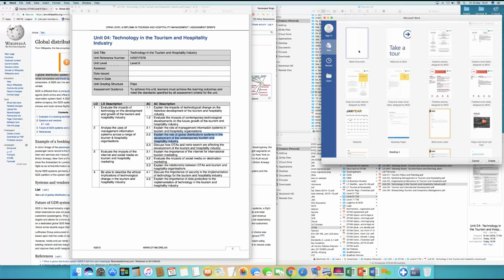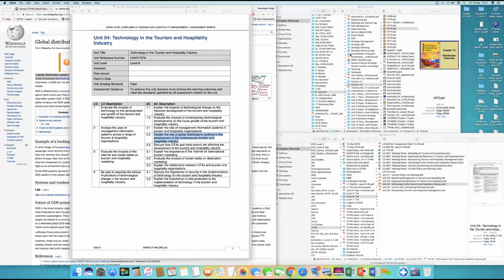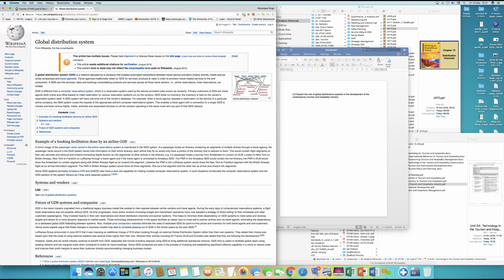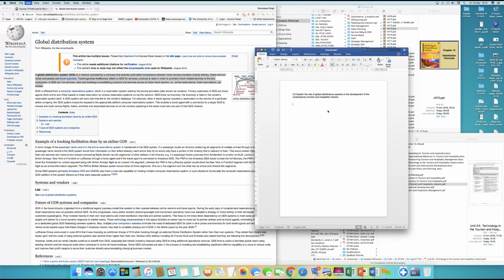So I'll open a blank document, put the task down, paste the task here. This is say 2.2. And then, because I've found the definition of global distribution system, I'm going to put it here as it is. So you're developing it now. Now it says explain the role. So what I'm going to do is read it further.